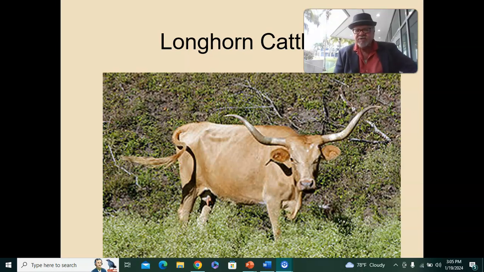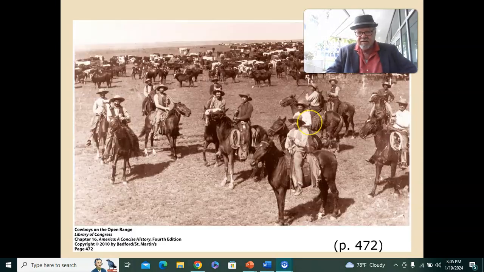So the cowboys learned this trade of rounding up and herding cattle from the Mexican vaqueros. They were farmhands who worked on horseback for long hours on minimal pay. Many cowboys were Hispanic, African American. The long drive was a way to bridge the gap in the developing transportation system. And now, here are the cowboys, or vaqueros, on the open range.